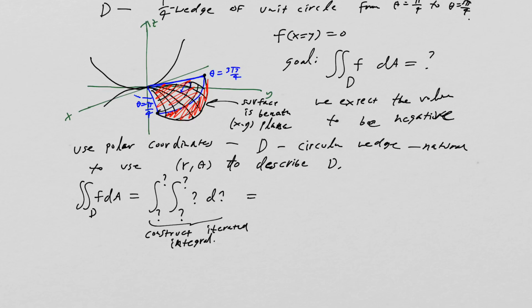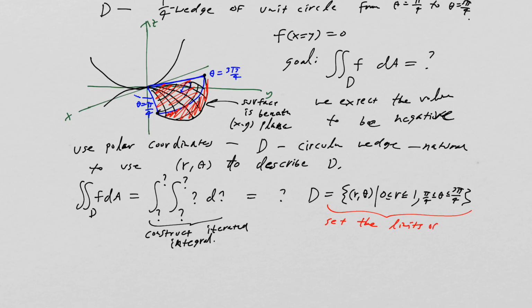In order to do that, we're going to use polar coordinates. The first thing, of course, is we have to define D, the set we're integrating over, in terms of r and theta. We can do that pretty straightforwardly. r has to go from 0 to 1, and theta is going to go from pi over 4 to 3 pi over 4. And by clearly defining this, you've essentially set the limits of integration.